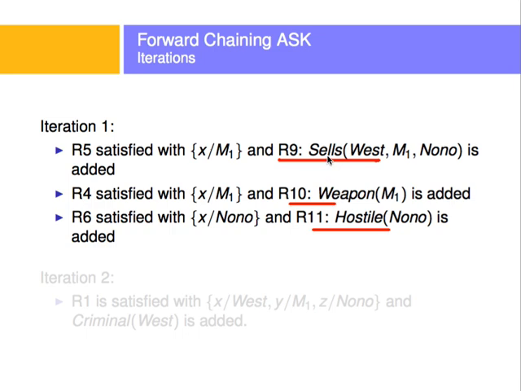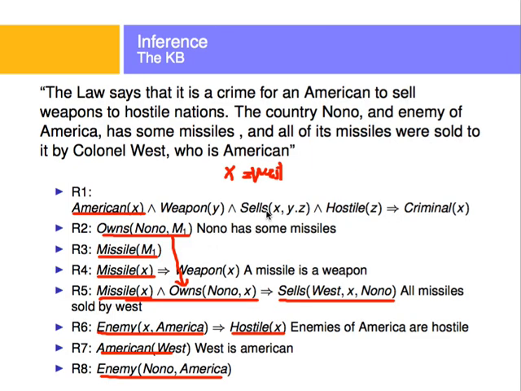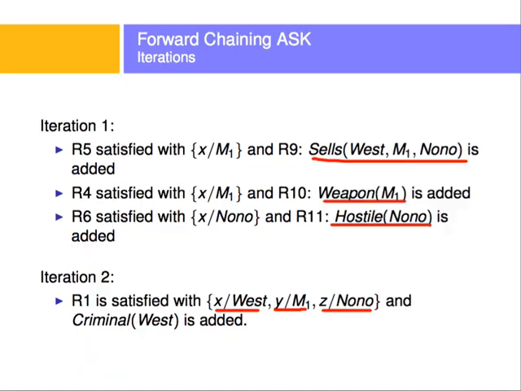Oh, we have rule 9 here that says Sells(West, M1, Nono). So we use Nono as z. So then we can satisfy this one, and we also satisfied hostile. I recommend you do these steps and replace this with the 2 iterations.